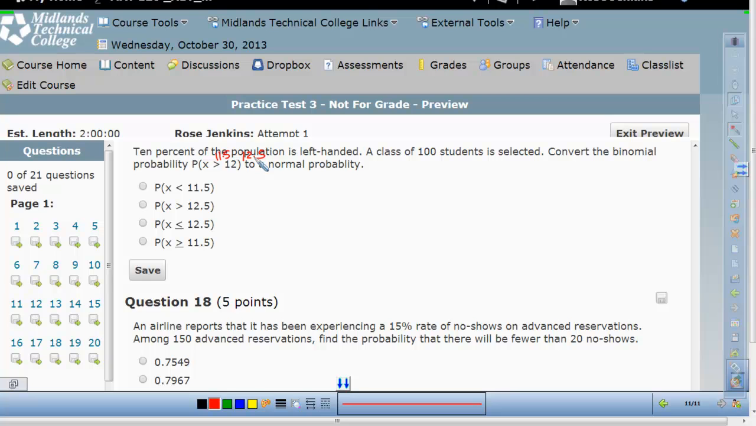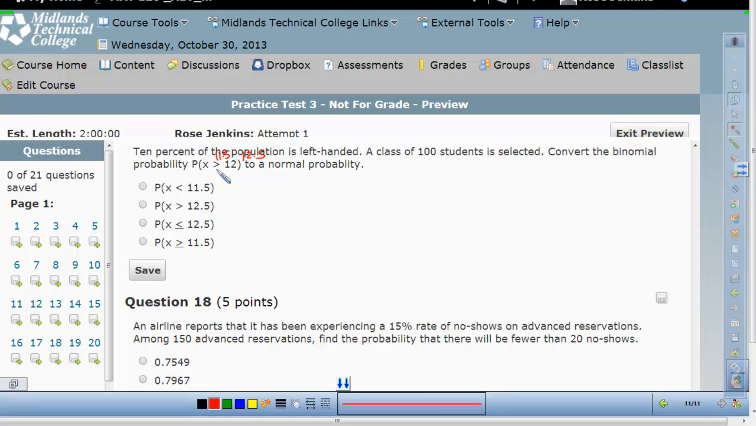Because when we talk about a continuous distribution like a normal distribution, whether or not you're greater than or equal to doesn't make a difference. However, in the binomial, greater than versus greater than or equal to makes a huge difference. So, if it says greater than 12, we need to be able to account for that differently than if it said greater than or equal to 12.